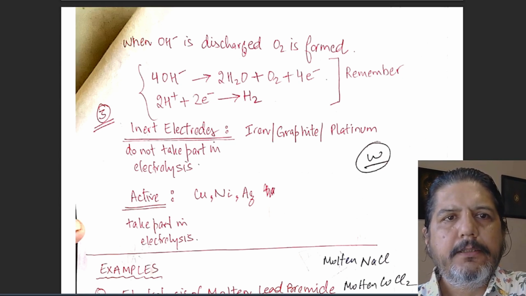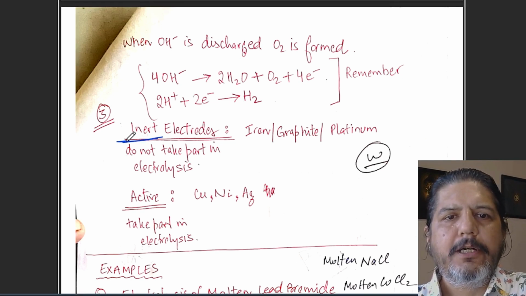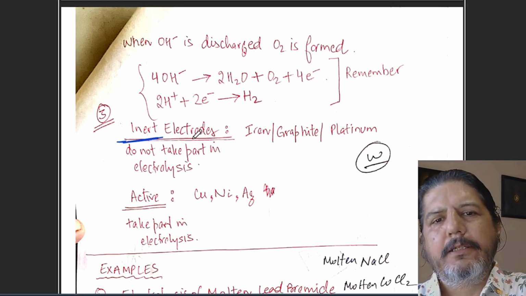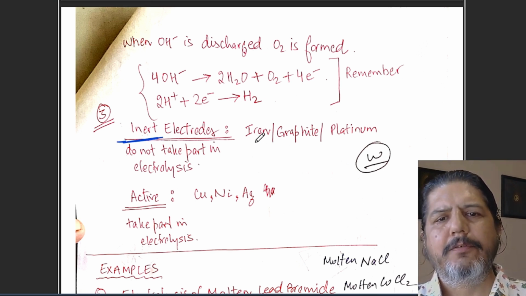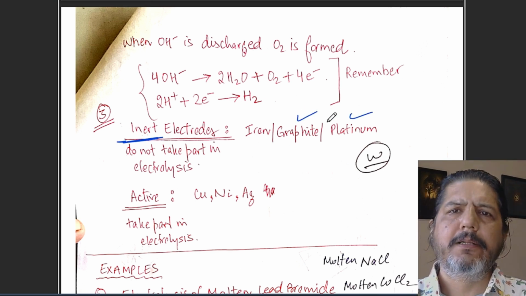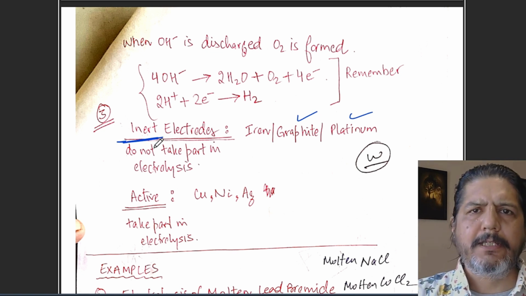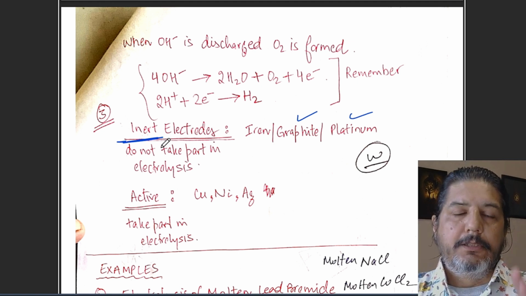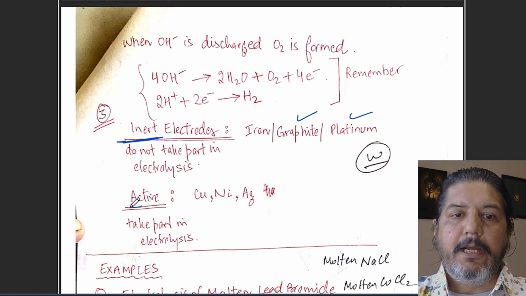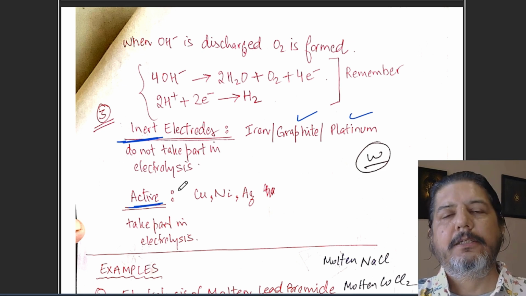See, there can be conditions where you are dealing with inert electrodes. Inert electrodes implies that they won't take part in the electrolysis. So they will be electrodes like graphite and platinum usually. So these are the inert electrodes. They don't take part in the discharge. But that is not the only case. You can have active electrodes also. Now these are the electrodes which will actively take part in the electrolysis.